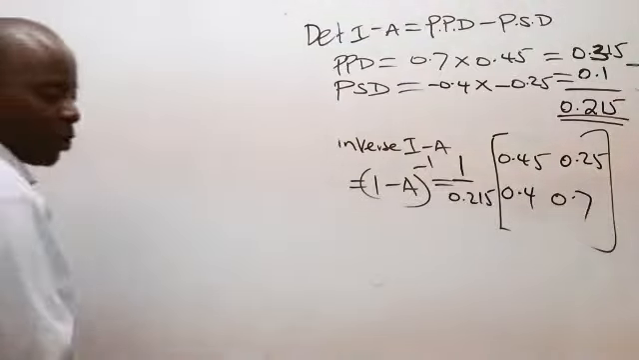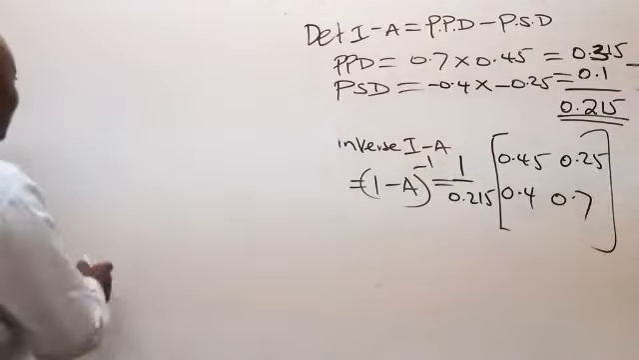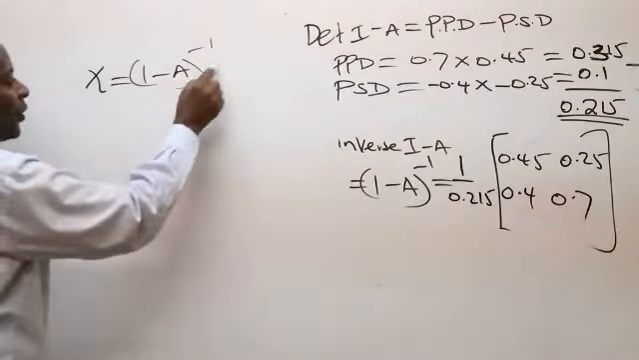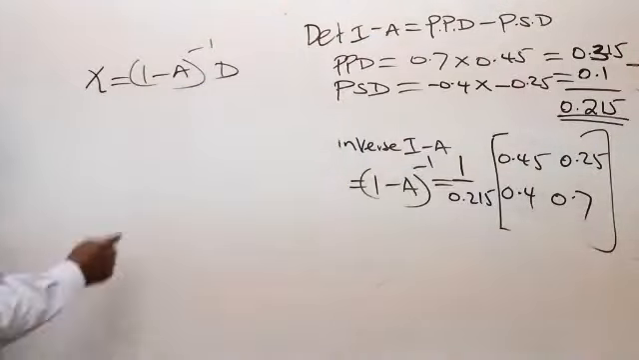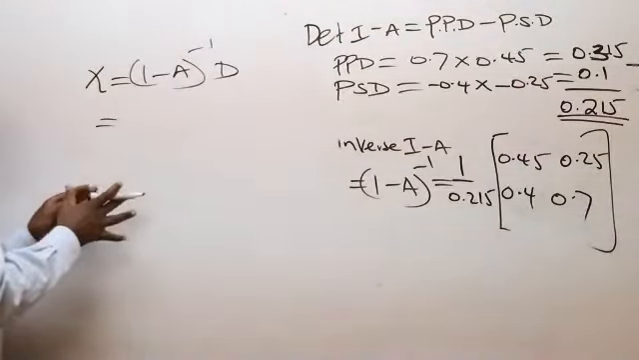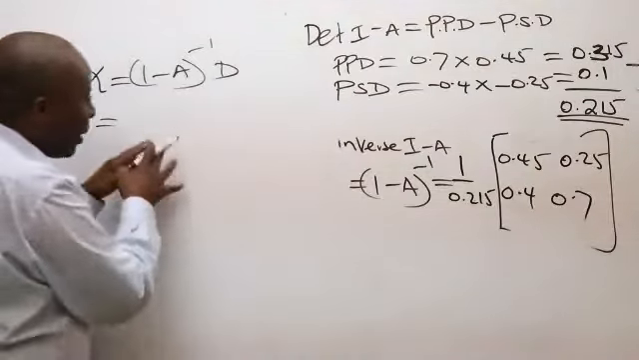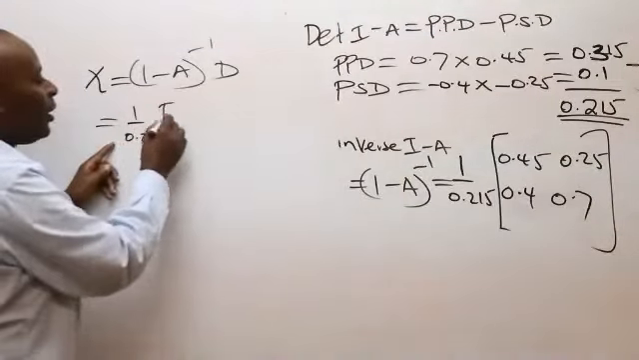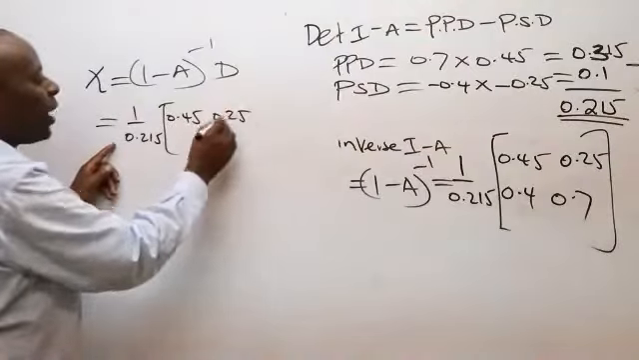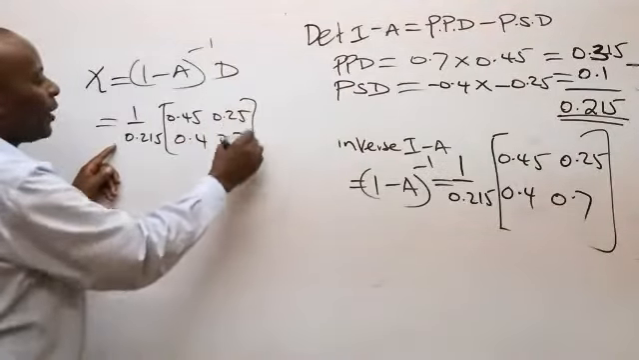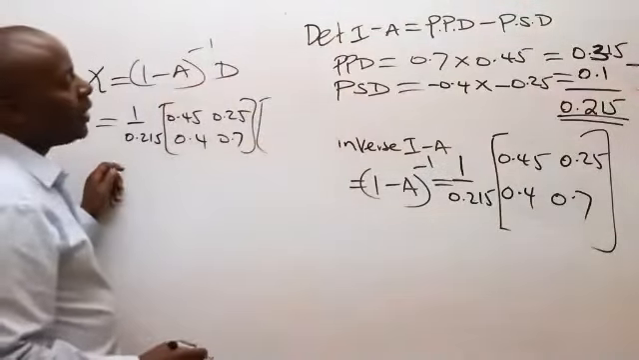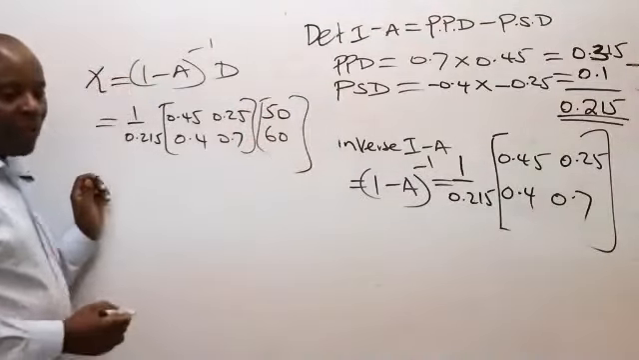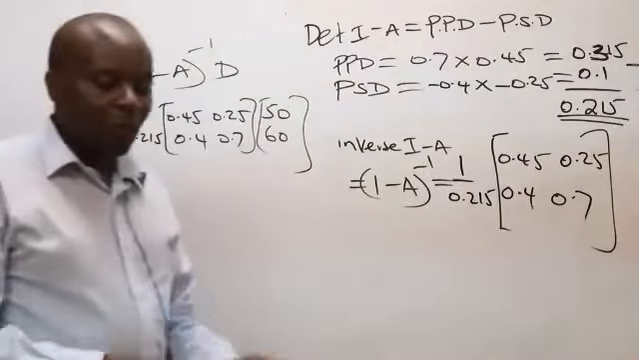What you're supposed to do here is to remind them the model. Our model is x equals (I minus A) inverse multiplied by D. If I feed my parameters into my model, then (I minus A) inverse is 1 over 0.215 into the matrix 0.45, 0.25, 0.4, 0.7, multiplied by D. Our D, if you remember very well, which is final demand, was 50, 60.